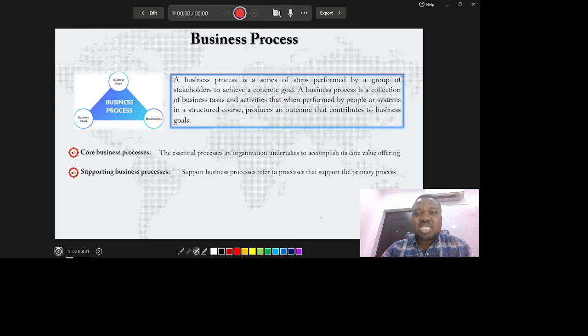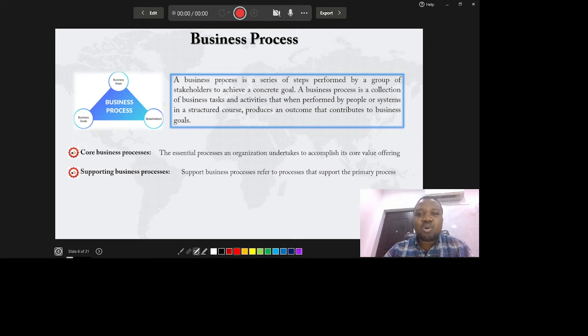So, what is business process? I'm sure we've all been hearing process, business process, process documentation. So, what's your understanding of business process? A business process is a series of connected steps performed by a group of stakeholders to achieve a concrete goal. So, for example, it's a combination of interrelated components or tasks or activities.